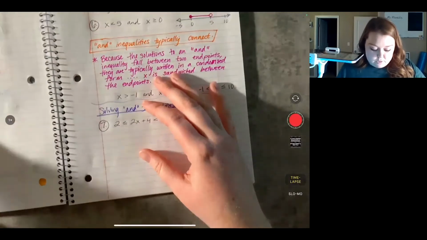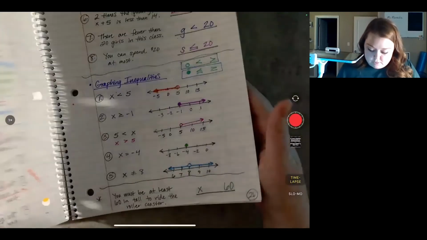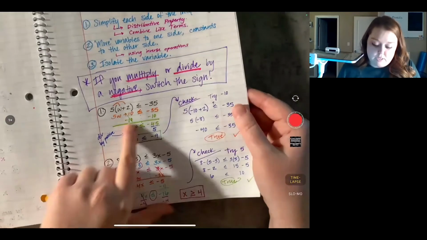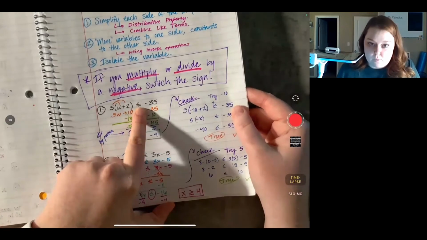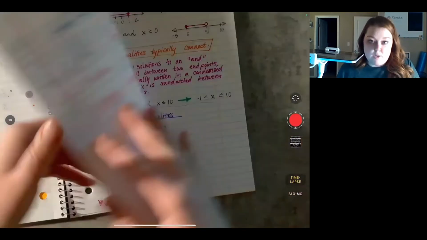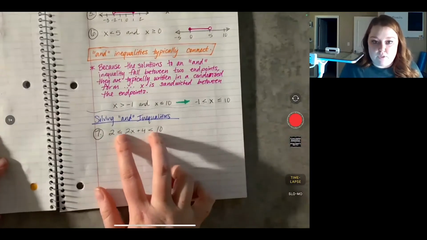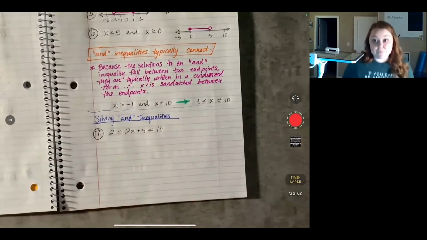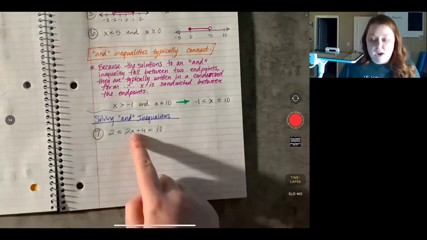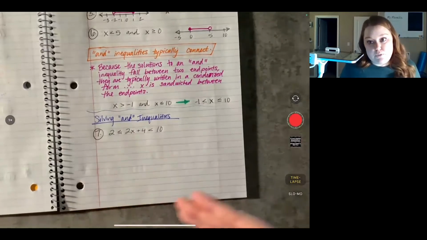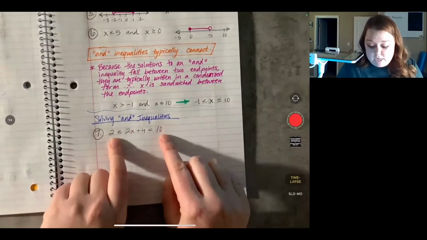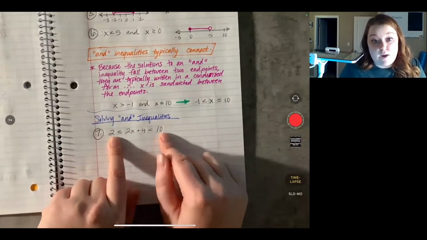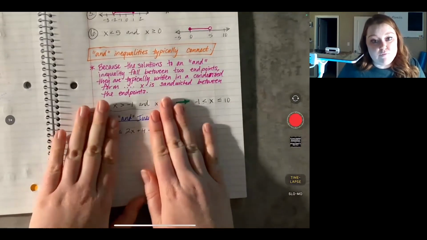Because when we're solving something like this, there's only one inequality symbol. But on this one, there are 2 inequality symbols, and that should tell you, oh, this is a sandwich one. I have to figure out what x is sandwiched between. Your endpoints right now are not 2 and 10, and the reason I know that is because x is not by itself right there.